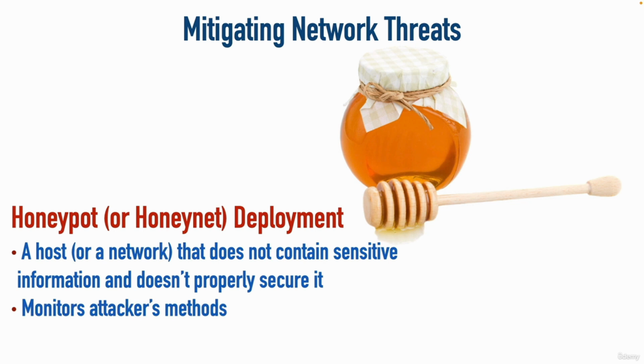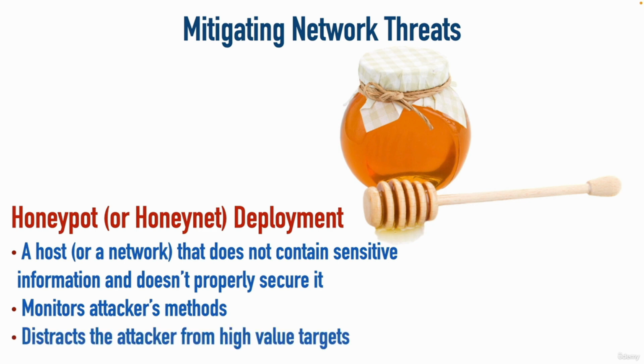And with a honeynet, instead of having just a single server as a distractor, we've got an entire network, maybe a subnet with multiple devices that is acting just as a distraction subnet. And with this honeypot or honeynet, not only are we monitoring the attacker's methods, we're also consuming their time. We're distracting them from high-value targets so we can better prevent them from getting to those high-value targets. Now, that's an overview of a firewall, of an IDS and an IPS sensor, and a honeypot or honeynet. In our next video, we want to take a look at how an attacker might evade one of these firewalls or an IDS sensor.